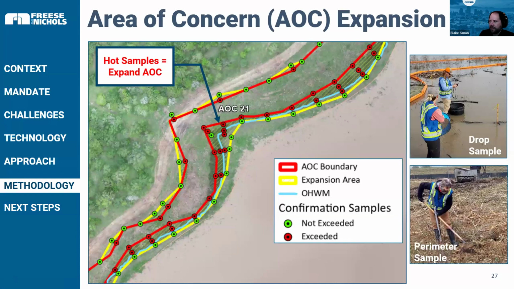Here's a static image, and on the right side you can see two types of sampling we do. It's drop sampling in the creek itself, and the more common perimeter sampling upland from the creek. The red points represent exceeded confirmation samples, and the yellow line represents an expansion area. So this is actually an expansion of what will be excavated in that area. You expand until you hit a non-exceeded sample, basically.